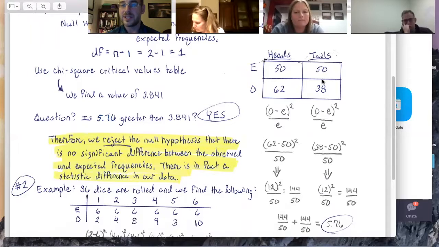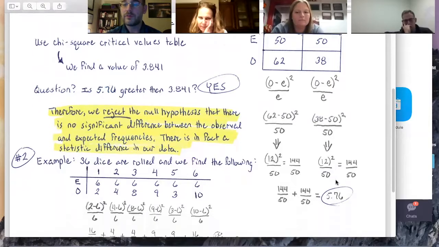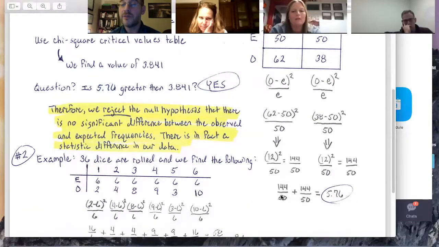We're going to do the same thing for tails. So 38 minus 50, even though that's a negative number, squared, that's going to give us a positive number. So 38 minus 50 is negative 12, squared is 144. So 144 over 50. So these are our two values.